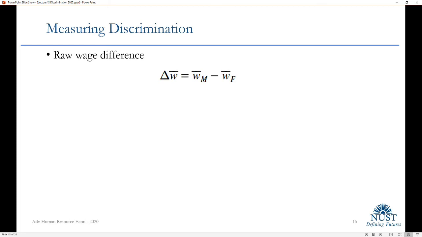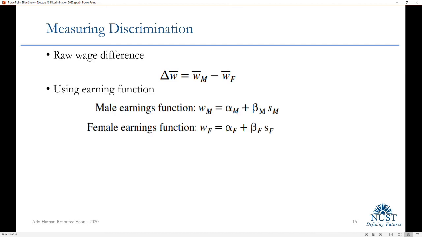Raw wage differential. So we are now going to measure discrimination using Oaxaca and Blinder. The raw wage difference is simply subtracting the female wage from the male wage. So this will give you the difference between male and female wages.